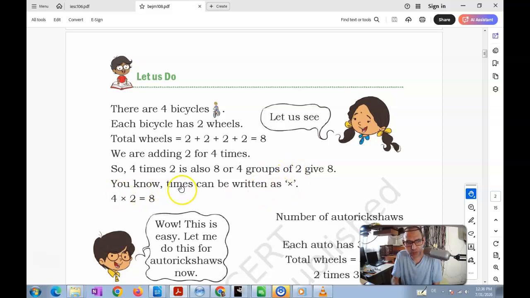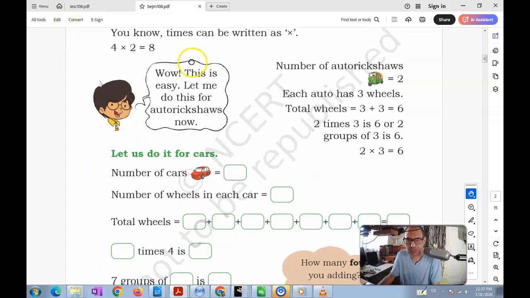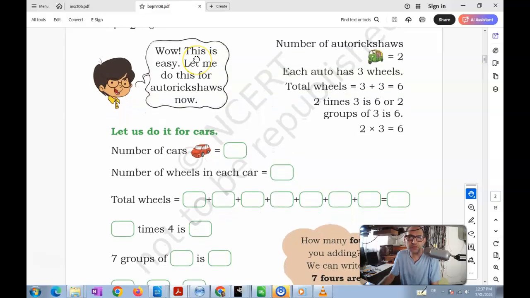So instead of writing 4 times 2, we can write 4 × 2, which is essentially the same thing, a change of notation. 4 × 2 is equal to 8. Okay, and then we can do the same thing for any object that we find around ourselves.